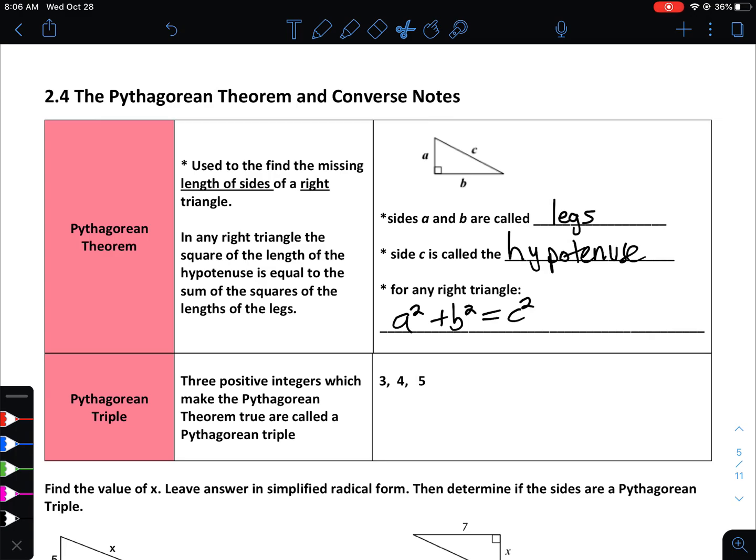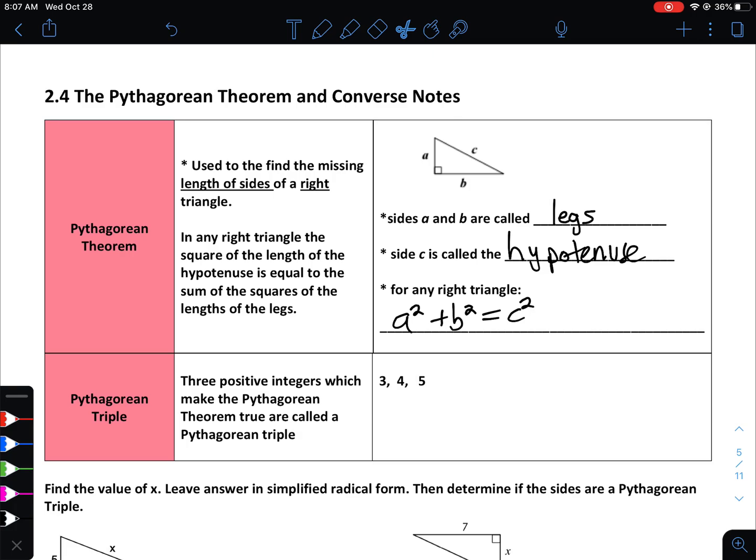So the Pythagorean Theorem is what's used to find missing sides of a right triangle. And that's a big key, is that it has to be a right triangle. So this doesn't work all of the time, just some of the time. Now, in any right triangle, the square length of the hypotenuse, or the longest side, must be equal to the sum of the squares of the length of the legs, which are the shorter sides.